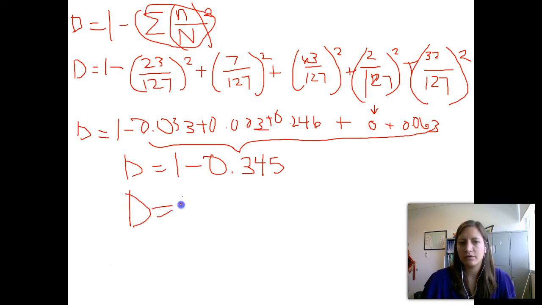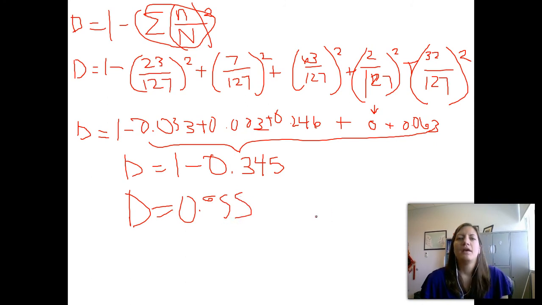So D equals 0.655. Now this number is close to 1, or at least it's closer to 1 than it is to 0, meaning it's fairly diverse. Now, it could be more diverse, but the way I would interpret this is I would say this community is more diverse than it's not. Now, in the future, maybe I will measure this forest again in a year to see if it's changed. Or maybe I have a neighboring forest and I want to compare the forests with each other.